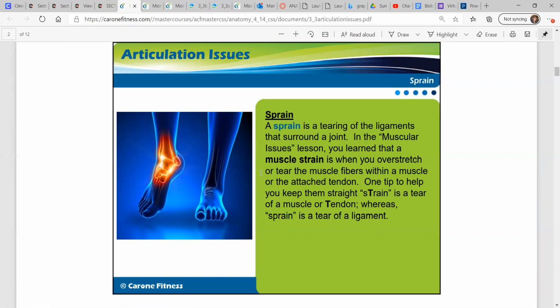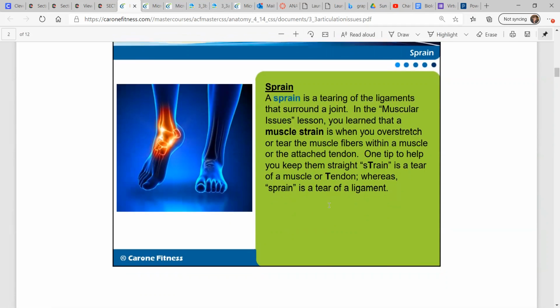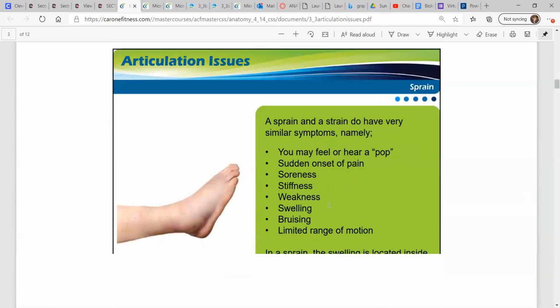And one tip to help you keep them straight is strain is a tear of a muscle or tendon, whereas sprain is a tear of a ligament. Okay, so you have to keep those two. Technically, they're different, right? So strain has a T in it, so think of tearing or tendon. And then sprain is a ligament instead.